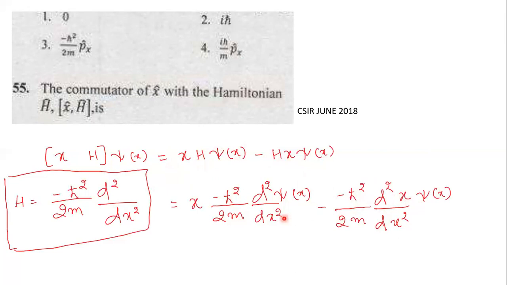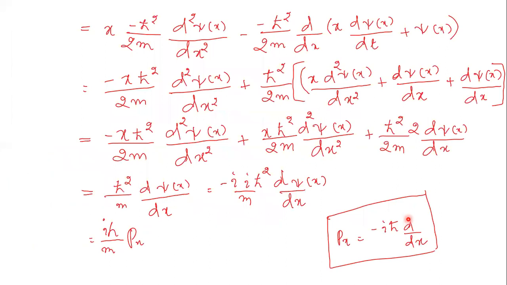Now we need to do the double differentiation of psi(x) here. Then we need to do the double differentiation of x psi(x), but here we should follow the differentiation of a product of two functions, the differentiation of a b with respect to x, where a and b are functions of x. It is the first function times the differentiation of the second function plus the second function times the differentiation of the first function. The differentiation of x with respect to x will be 1.